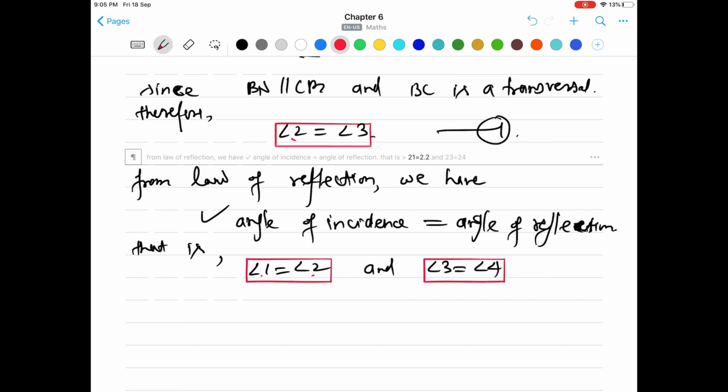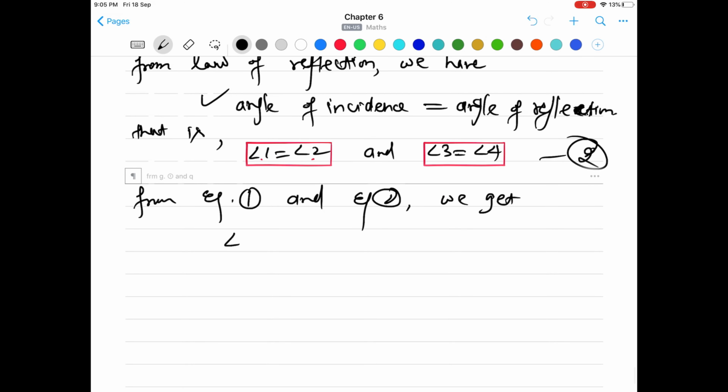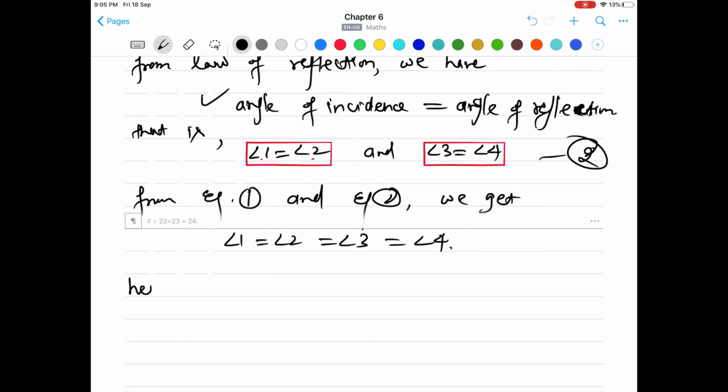Now what you have to notice here is that if 1 equals 2 and 3 equals 4, let's name it equation 2. So from equation 1 and equation 2 we get that angle 1 equals angle 2 equals angle 3 equals angle 4.